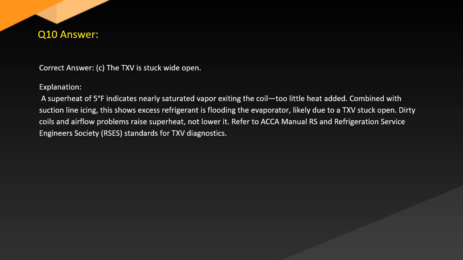Answer. Correct answer: C. The TXV is stuck wide open. Explanation. A superheat of 5° indicates nearly saturated vapor exiting the coil. Too little heat added, combined with suction line icing, shows excess refrigerant is flooding the evaporator, likely due to the TXV stuck open. Dirty coils and airflow problems raise superheat, not lower it. Refer to the manual and Refrigeration Service Engineers Society standards for TXV diagnostics.